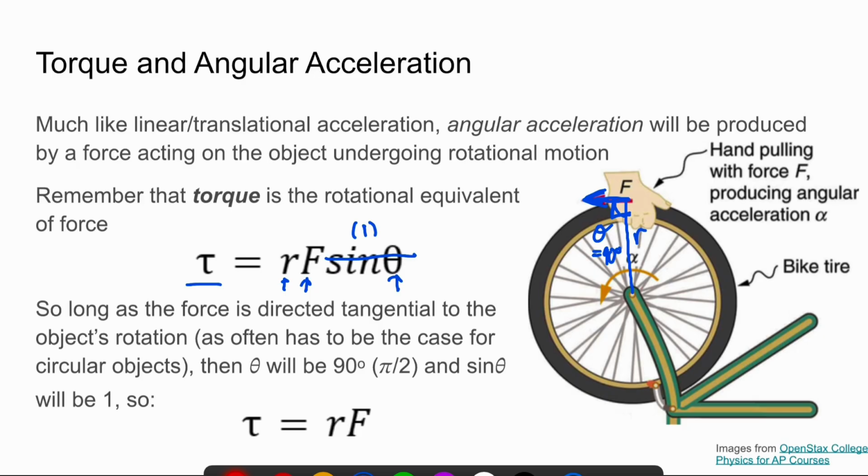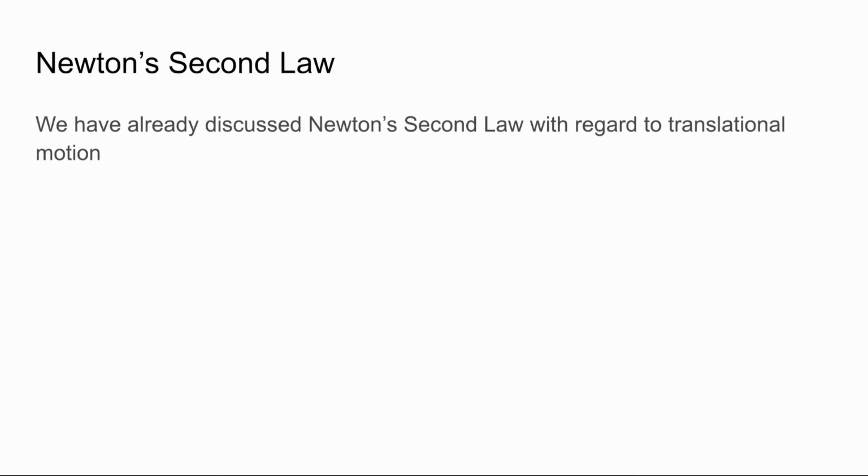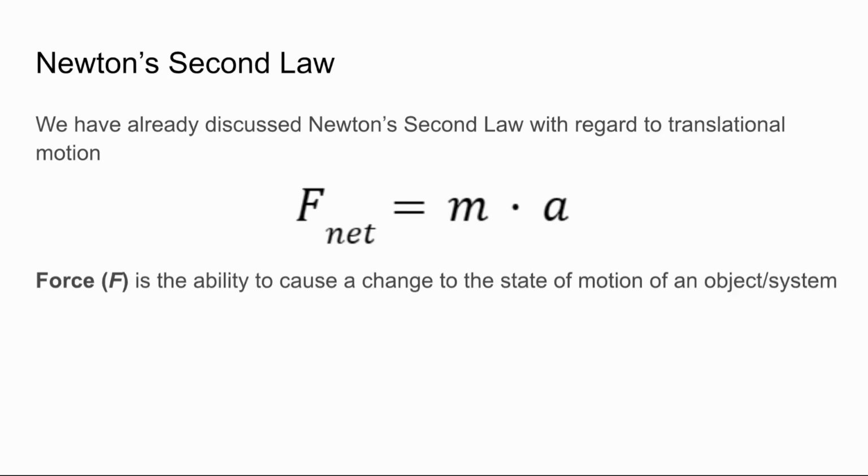So we can get rid of our sine of theta because it just equals 1. If we simplify things as we build up equations here, taking our torque and applying it 90 degrees relative to that radius, or that distance from the axis of rotation, then our torque is equal to our radius times the magnitude of the force. We have already discussed Newton's second law with regard to translational motion. Just to remind ourselves, our net force equals the mass of the object times its acceleration. Put a different way, our acceleration is proportional to the net force acting on that object, but inversely proportional to the mass of that object or system.